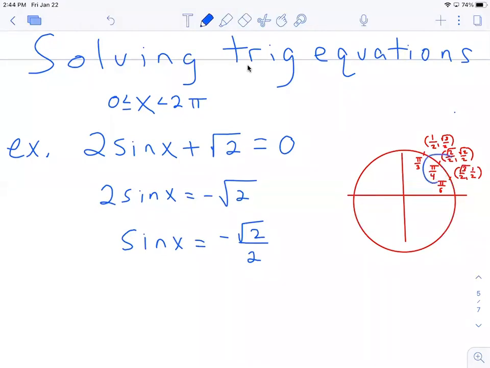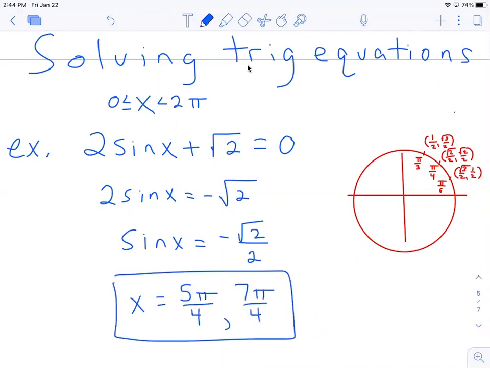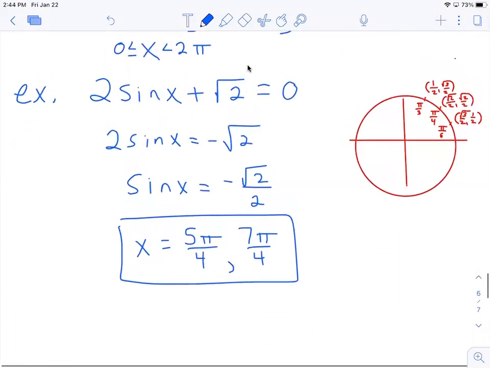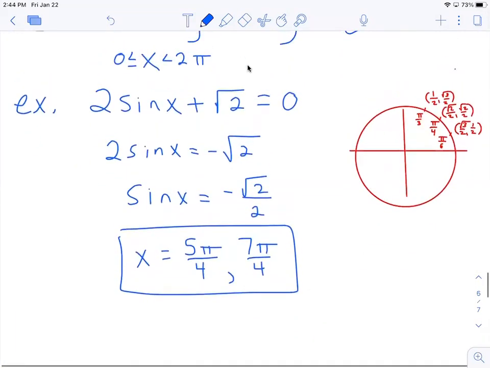So that pi over 4 reference angle in the third quadrant is going to be 5 pi over 4. And in the fourth quadrant is 7 pi over 4. Those are my two solutions. Okay, so I obviously got to be real familiar with, where is the sine equal to negative root 2 over 2? And that's why we've been practicing evaluating these so often. Okay, any questions on the first one?